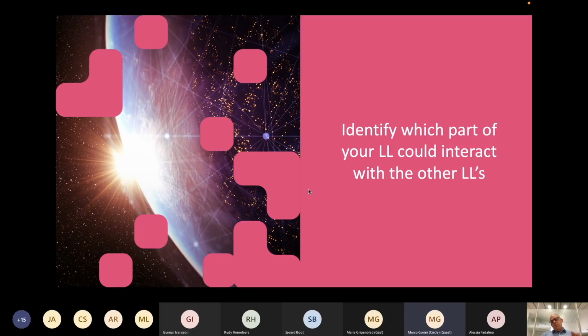So the first question that I put out there, or the first thing that I said we were going to do, was how to identify which parts of your living lab could interact with other living labs. Now, just to clarify that, like me, I'm sure that you have looked at perhaps all of the other living labs or some of them, but the one thing you would have seen is when you ask yourself, well, how does that relate to my lab? And chances are that it would be hard to answer that question.